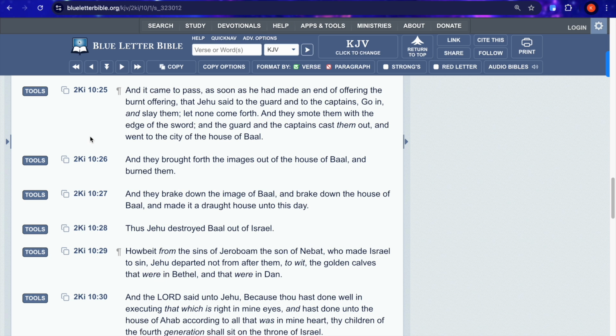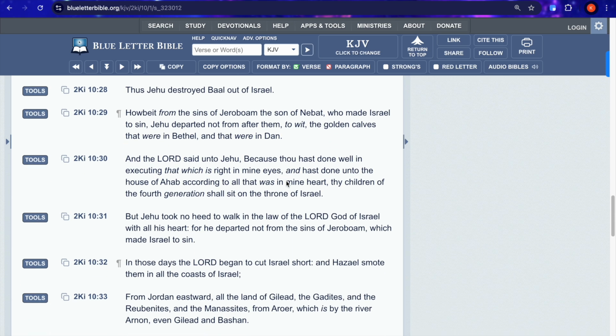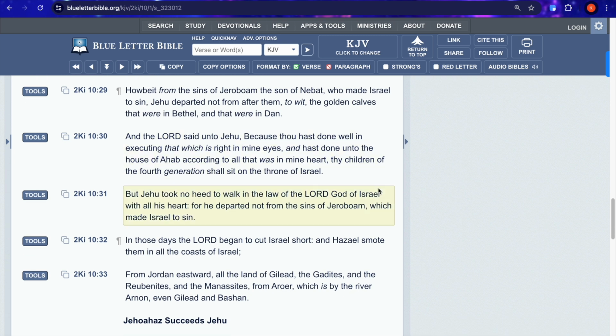And they brought forth the images out of the house of Baal and burned them, the images being the idols. And they broke down the image of Baal and broke down the house of Baal and made it a draught house unto this day. And the draught house is like a public bathroom. And thus Jehu destroyed Baal out of Israel. See, he behaved as though he was one of them in order to gain that trust and get them in one area, and then he could take them all out in one fell swoop.